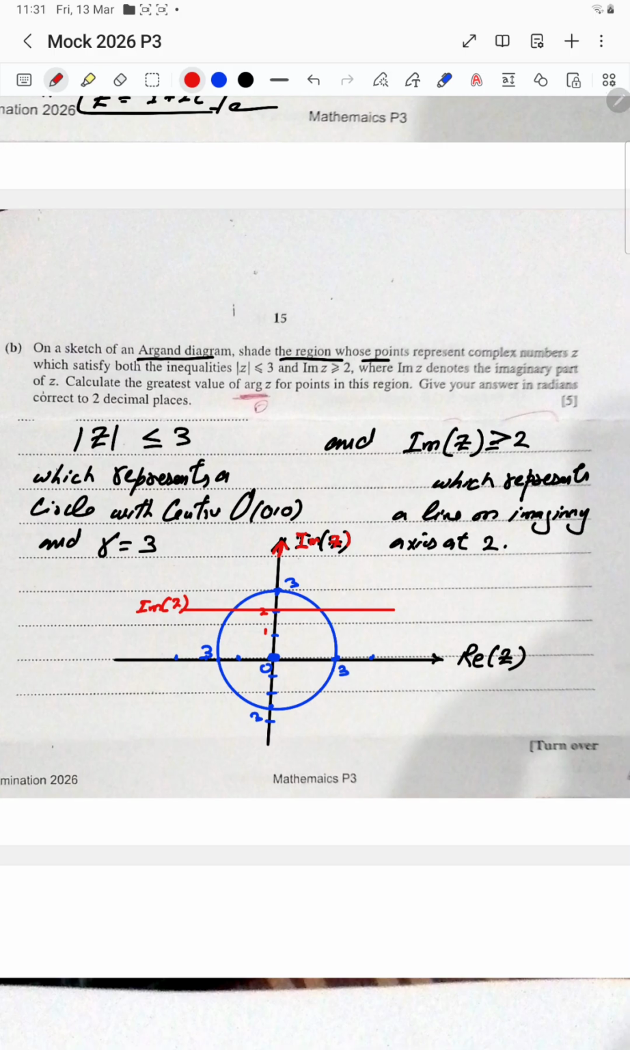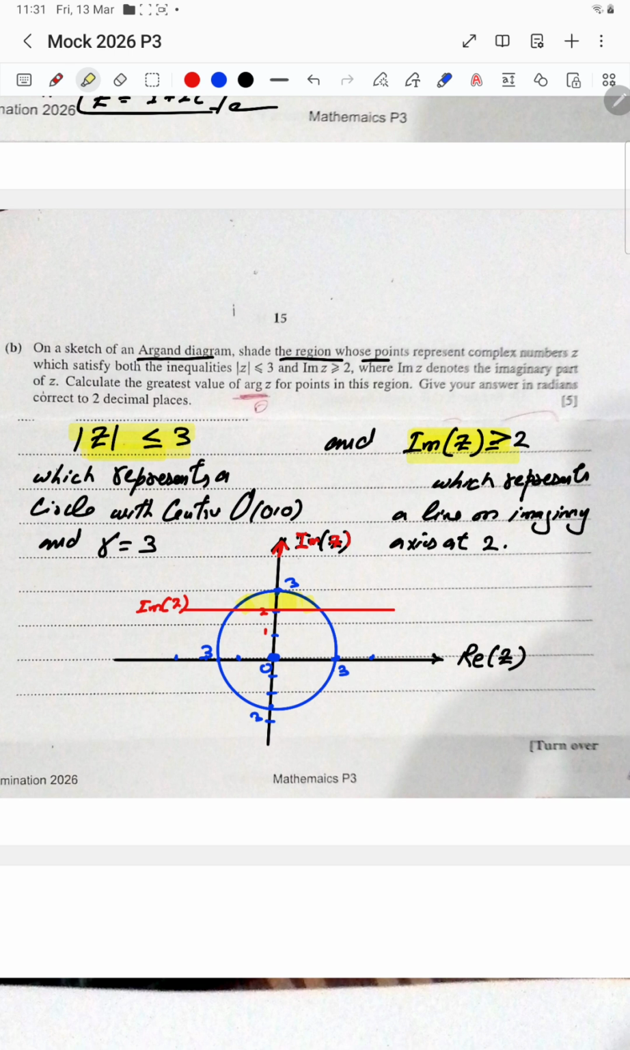So now you can go with the shading. Modulus of z is less than or equal to 3, right? Inside the circle you can shade, all the circle will be here, but the imaginary line says that it must be bigger than or equal to 2. So only the intersecting part will be this yellow one, that justifies inequality number 1 and inequality number 2. I highlighted this with yellow.